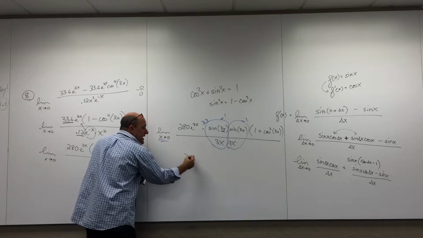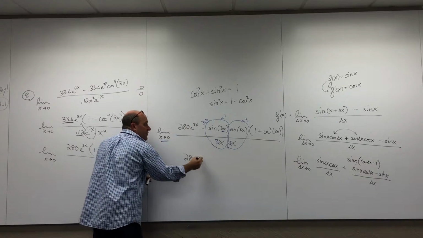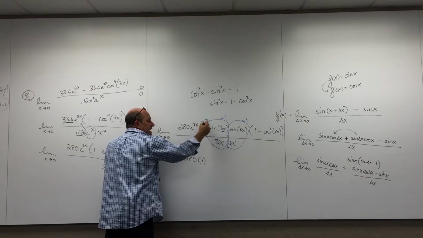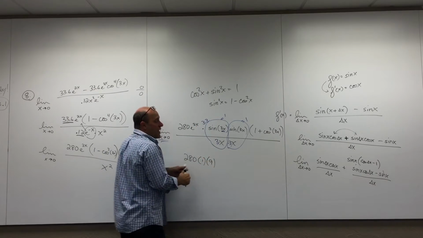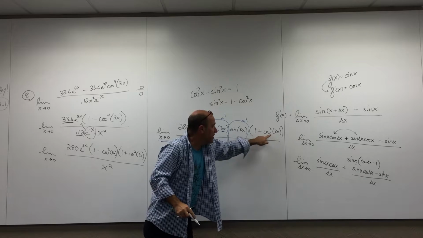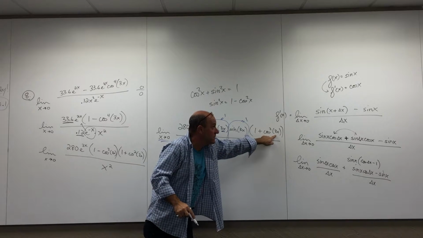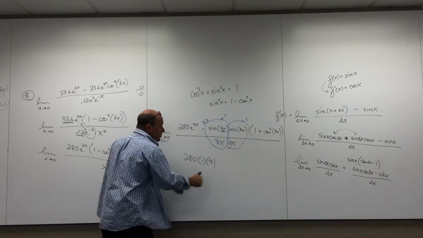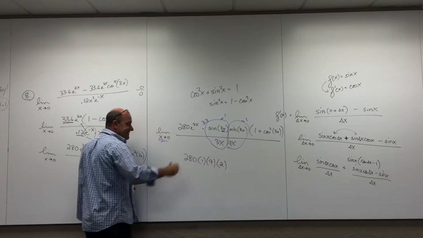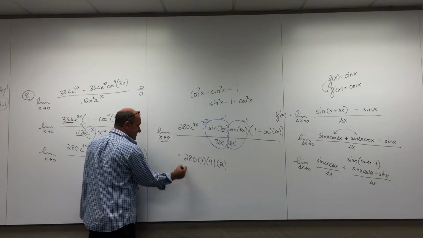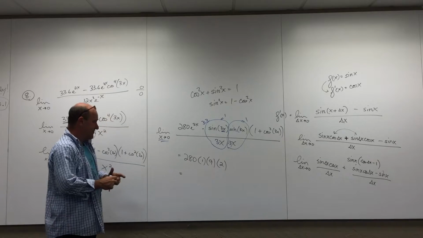E to the 0 is a 1. This is 3 times 3, which is a 9. And when you plug in a 0 there, the cosine of 0 is 1, plus 1, that's a 2. We're done. There's the answer. Oh, wow. What's that answer?